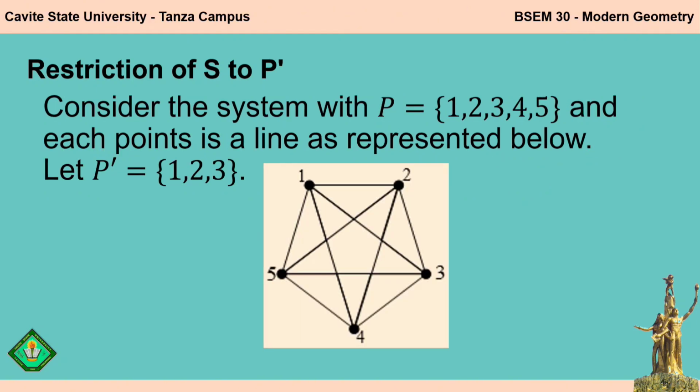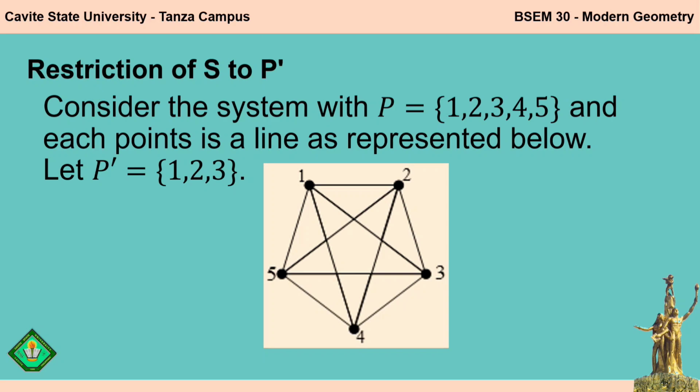Okay, let's have another example. Consider the system with P equal to 1, 2, 3, 4, 5, and each point is a line as represented below. So we let P prime be our points 1, 2, and 3. So here we are told that P prime is 1, 2, 3. This means we're going to zoom in and only focus on points 1, 2, and 3. And we want to find out which lines still exist among just 3 points.